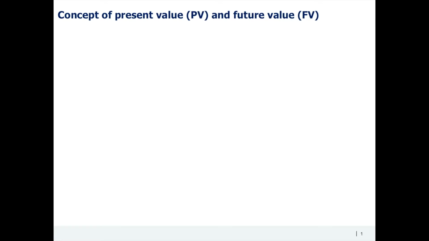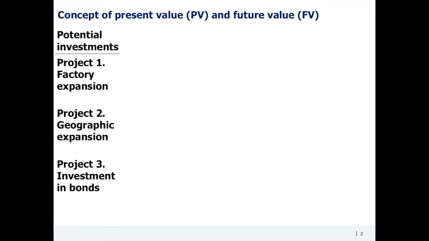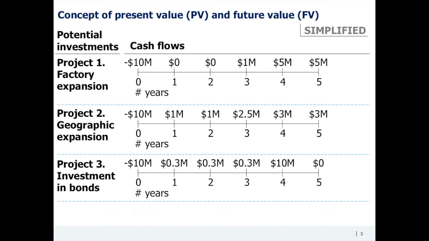Frequently, companies need to choose between investments in different projects. An investment is basically a set of cash flows that differ in size, timing, and risk. For example, for the first project, you need to invest $10 million now. It is an outflow. That's why the number is negative.